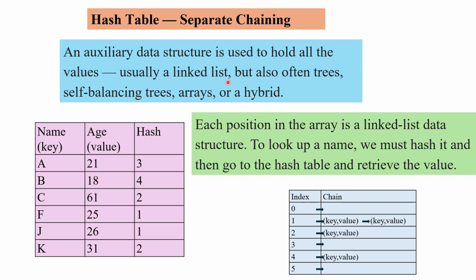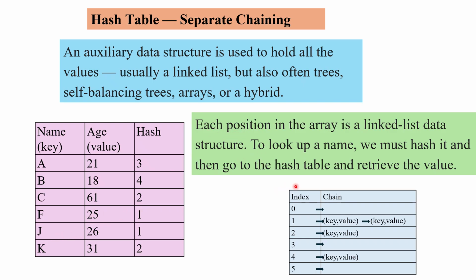So how does this chaining work? An auxiliary data structure is used to hold all the values. Usually a linked list is used, but also often trees, self-balancing trees, arrays, or a hybrid approach can be taken. So we are given a scenario, the key value pairs and the hash each is coming to. We see here that there are two places of collision. C61 is hashing to 2 as also K31. F25 is hashing to 1 as also J26.